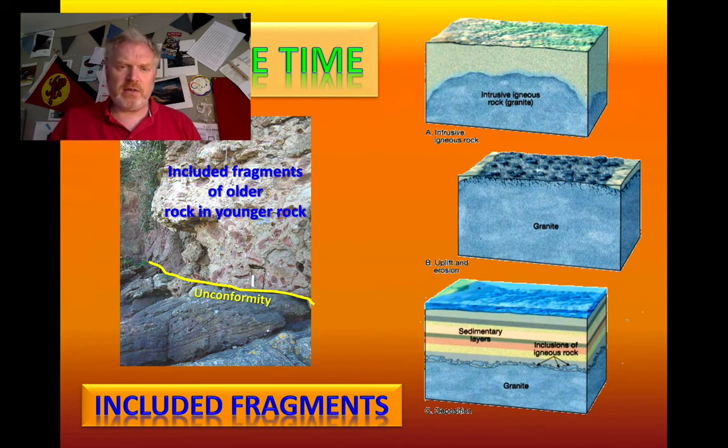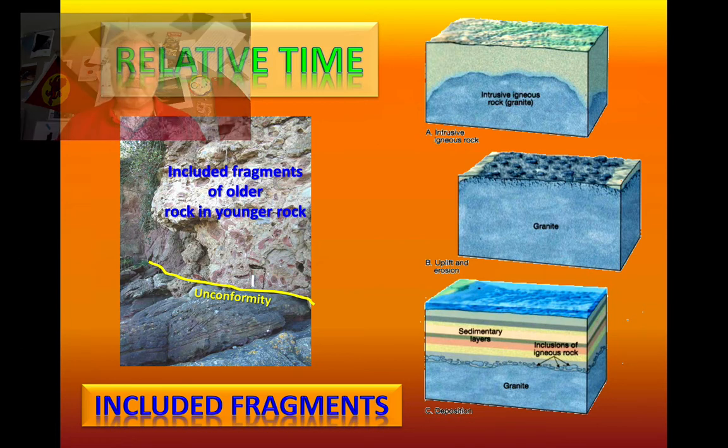The final thing we need to think about is what we call the law of included fragments. Now, included fragments tell us that if we find fragments or clasts within a sedimentary rock, they've got to be made of an older rock. They must have existed to be eroded, to be deposited in the younger rock. Remember, we looked at the pebbles that we find in the wall of the canteen.